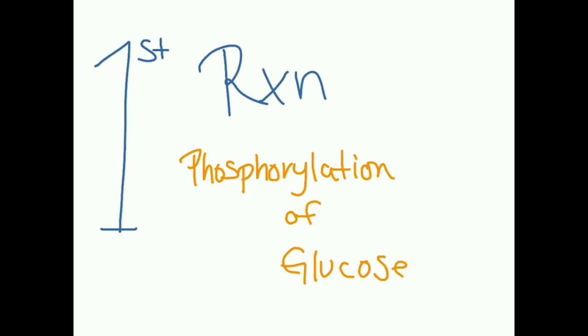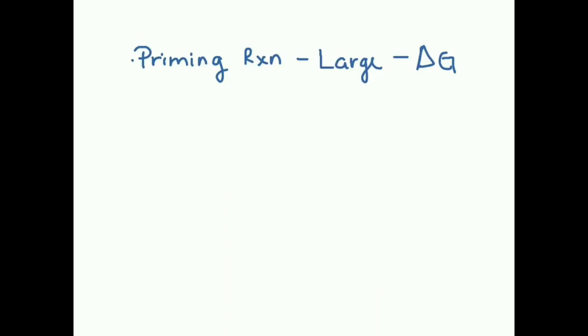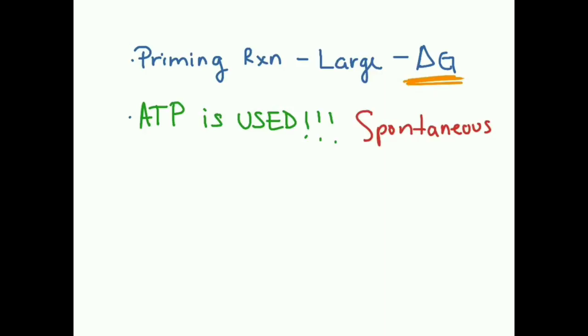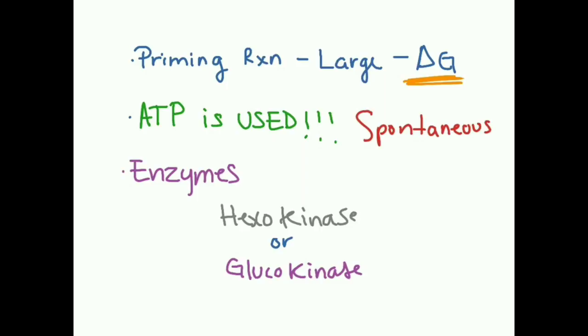The first reaction of glycolysis is the phosphorylation of glucose. The first reaction is a primary reaction, which means it has a large negative delta G. In this reaction, ATP is used, which makes phosphorylation of glucose spontaneous. The enzymes used are hexokinase or glucokinase, and there is a difference between these two enzymes.